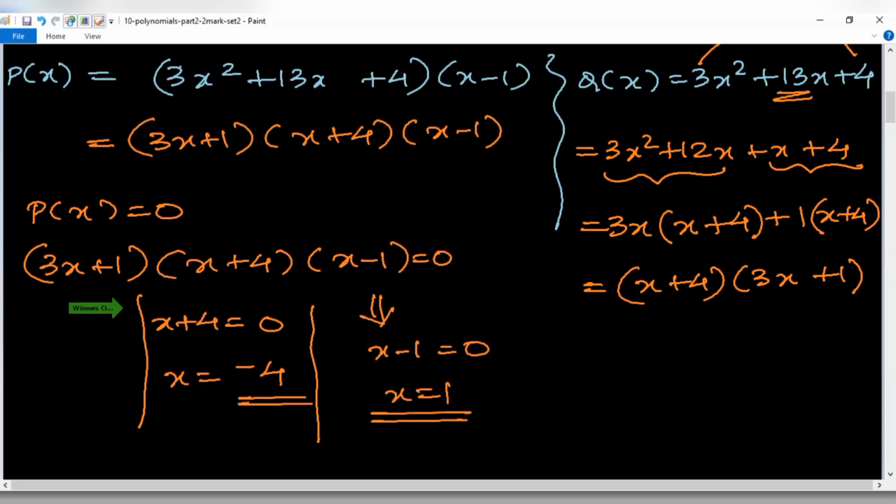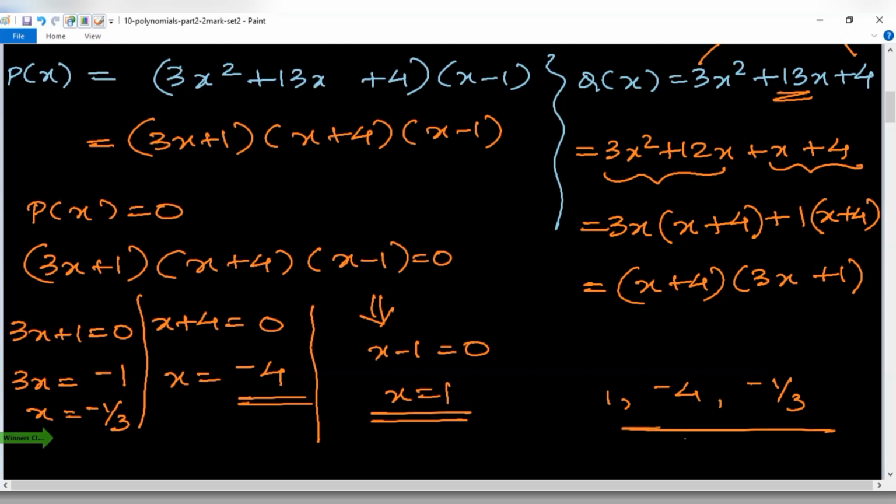And if 3x plus 1 equals 0, then also p of x will become 0. So here 3x equals minus 1. So x equals minus 1 by 3. So the zeros are 1, minus 4, minus 1 by 3. These are the zeros of the polynomial.